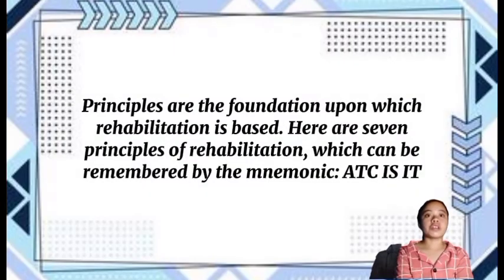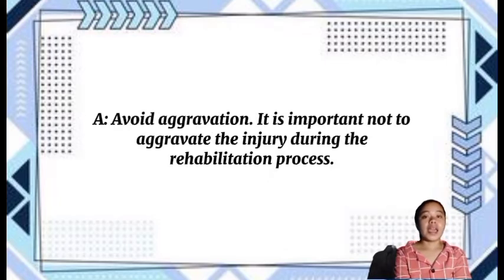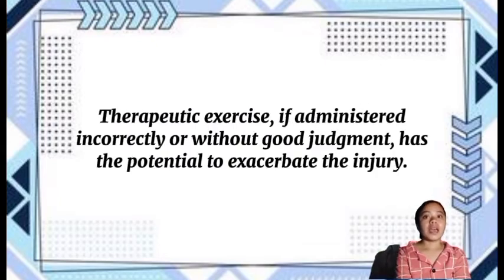Principle are the foundation upon which rehabilitation is based. Here are 7 principles, also known as ATC, ISIT. A, for avoid aggravation. It is important to not aggravate the injury during the rehabilitation process. Therapeutic exercise, if administered incorrectly or without good judgment, has the potential to exacerbate the injury.